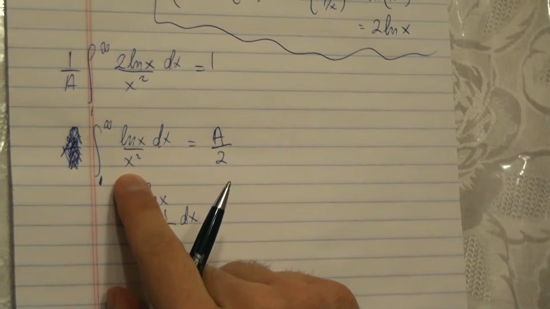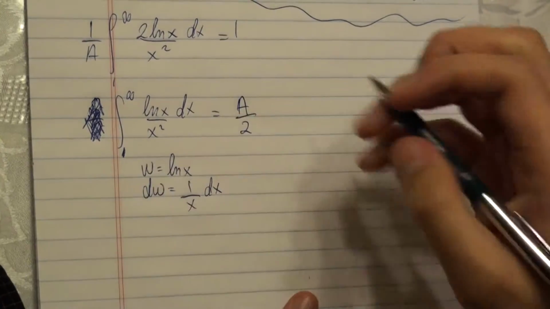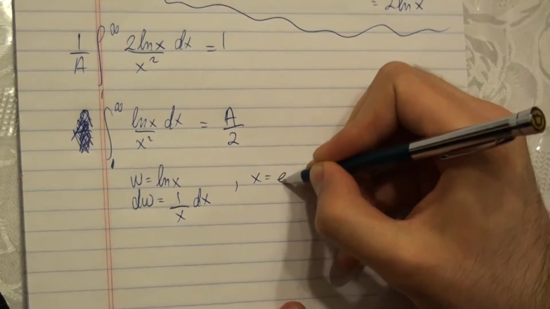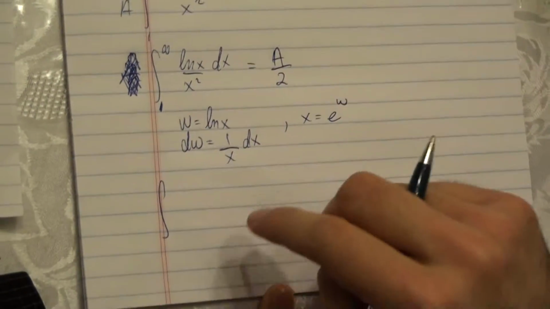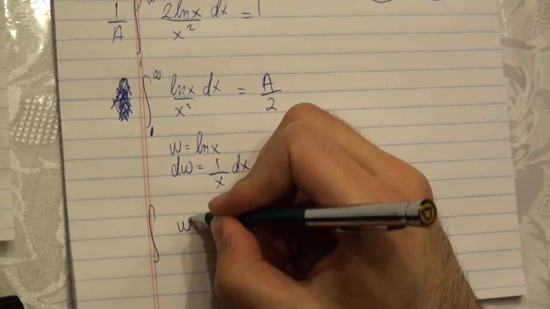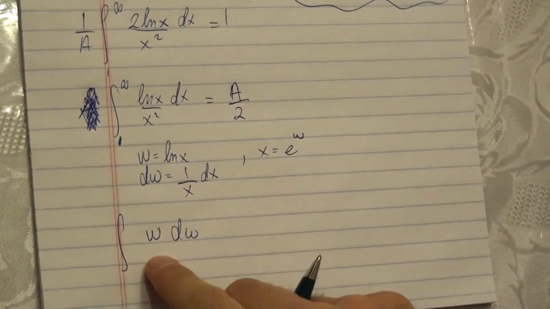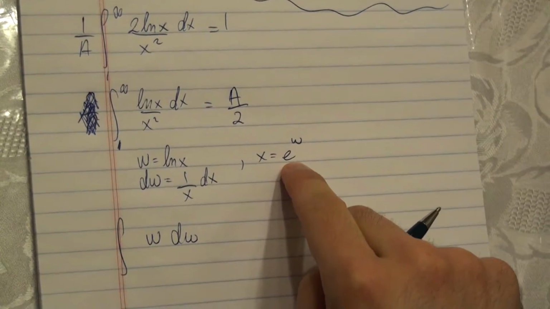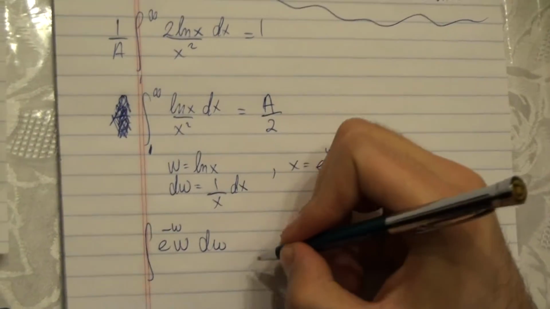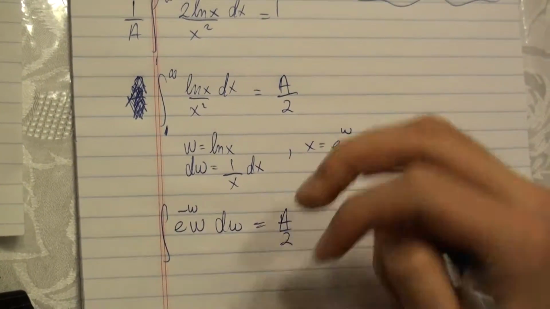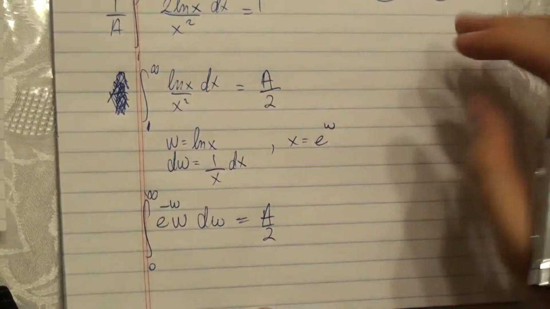But there's another x in the denominator that we have to consider. So if we do the inverse here, we find that x is equal to e to the w. So knowing that, ln of x is w, 1 over x dx is dw, but then we still have an x on the bottom, but that's just going to be e to the w. If I bring it in the numerator, it's e to the minus w. This is still equal to a over 2. Now the limits change. Ln of 1 is 0. Ln of infinity is infinity.